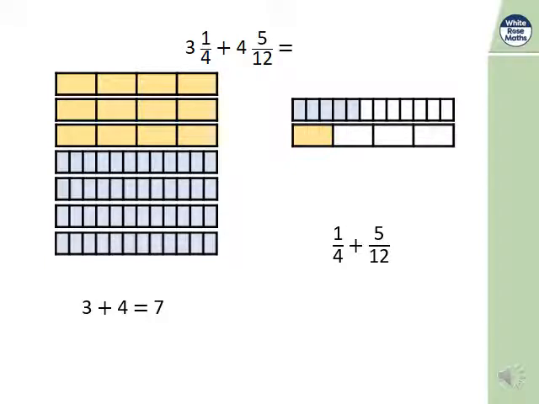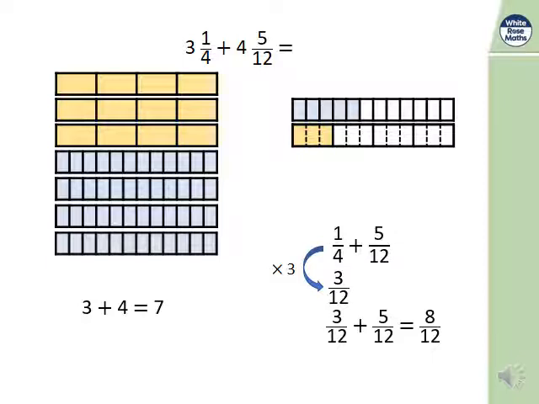Can we add those 2 together? I'll give you 5 seconds to think. What would we need to do 1/4 add 5/12? We would have to convert our fraction bars into 12ths, and to do that we would also then, with written method, know that 4 times 3 is 12. So 1/4 is the same as 3/12. Then we've got 3/12 add 5/12 equals 8/12, giving us a total now 7 wholes and 8/12.